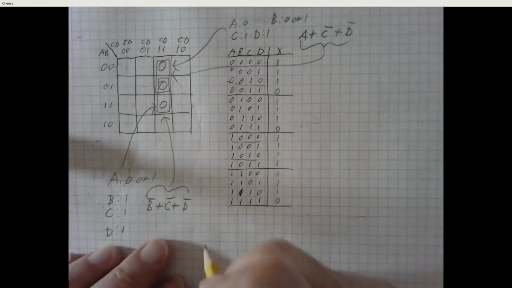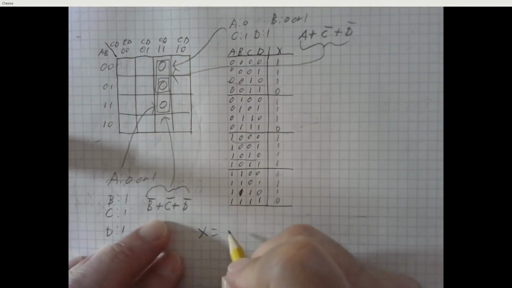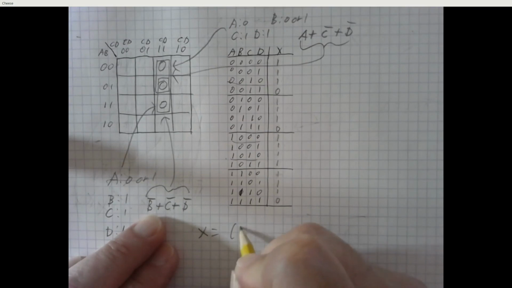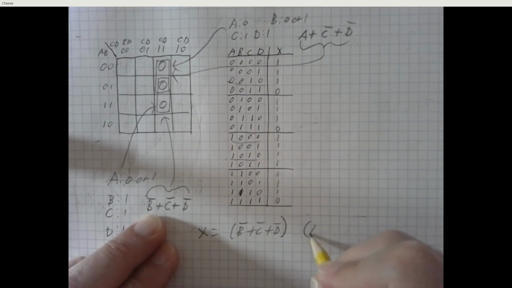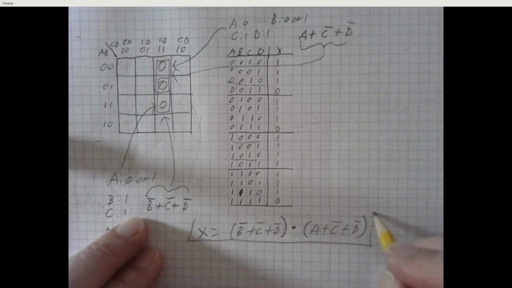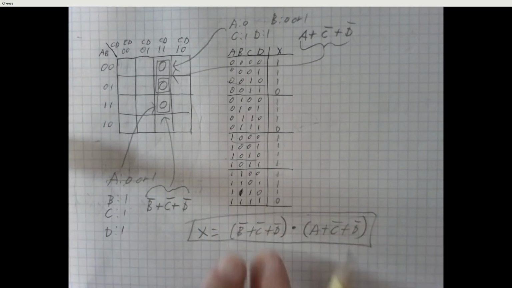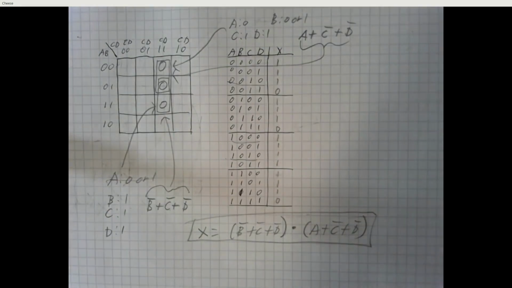And now we can write our full equation. X is the sum term for the first rectangle, and the sum term for the second rectangle, and just AND them together. And there's a product of sums. So product of sums representation minimized using a K-map. So it's really exactly the same procedure. All the rules apply. It's just duals.